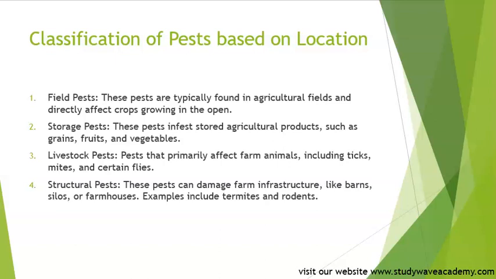Classification of pests based on location. Pests can also be grouped based on where they cause trouble on the farm. Field pests. These pests are typically found in agricultural fields and directly affect crops growing in the open. So the field pests live in the open fields and damage crops directly.